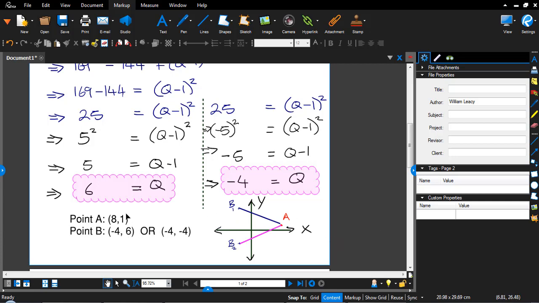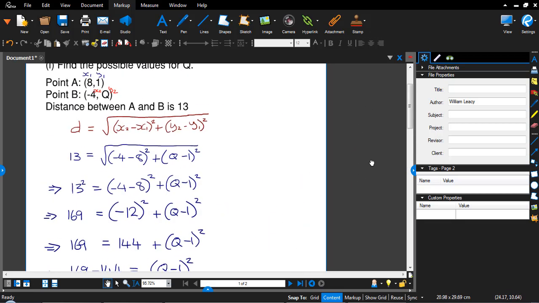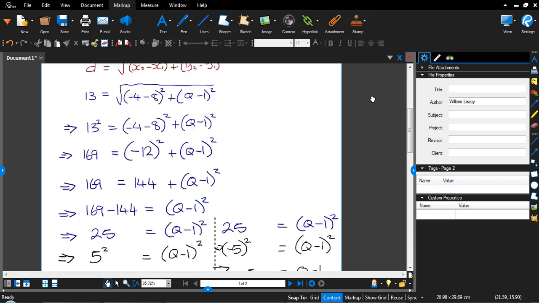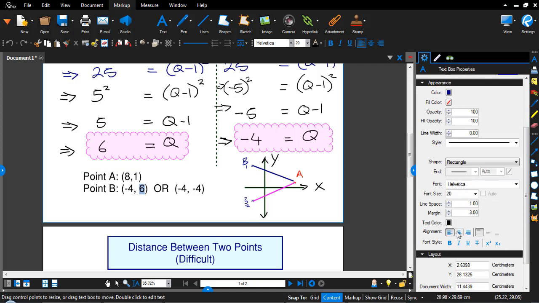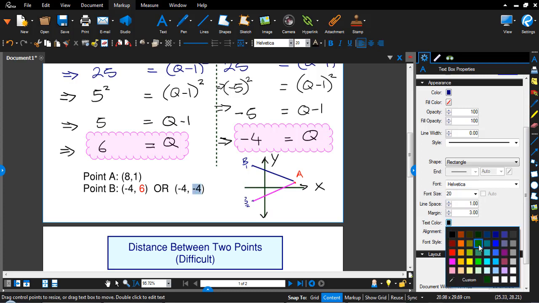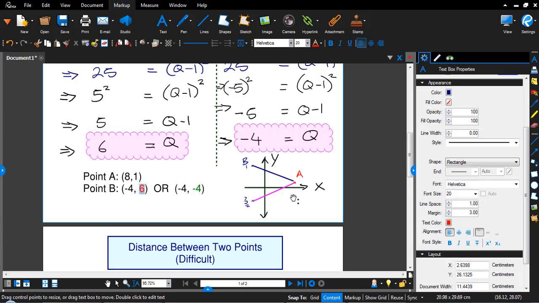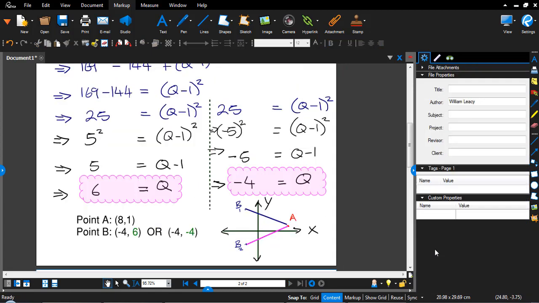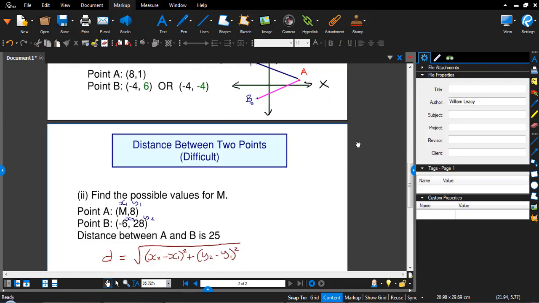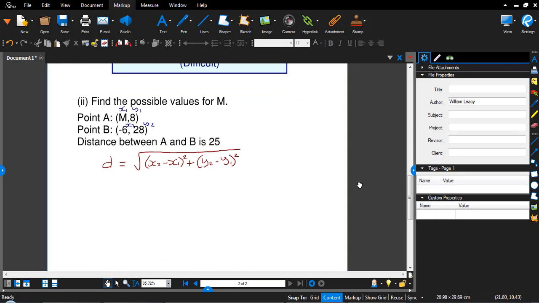So our two possible answers are -4 or 6, because when we look up at the actual question, it was -4 something. So -4 or 6, I'll put it in red. Alright, I'll actually put it in green so you don't get confused with this. Alright, so that was it. So we go down to the next question and we'll do this the same way.